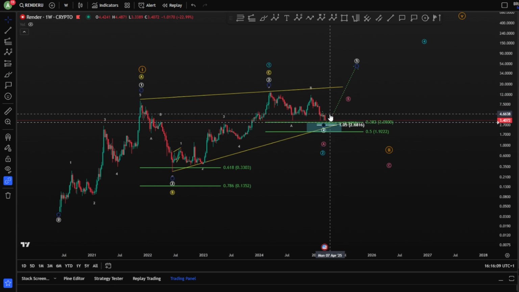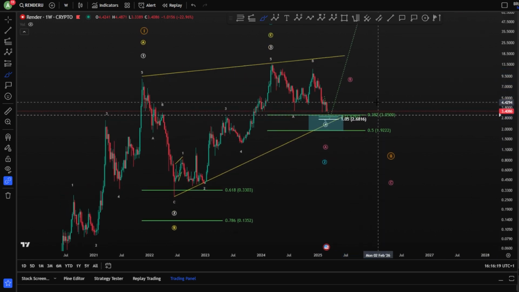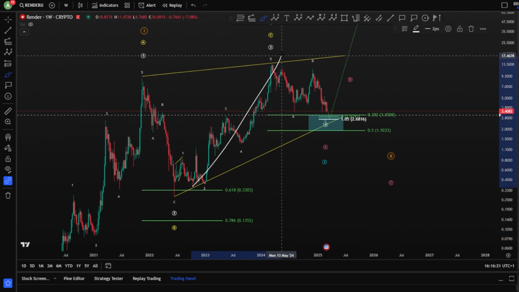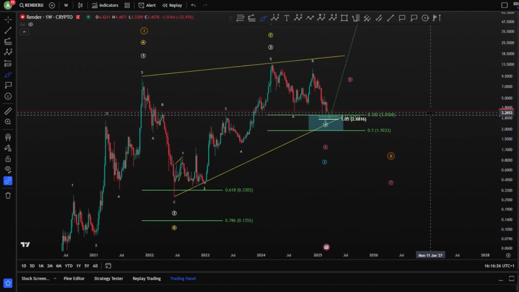So these are the scenarios, very nice for Render, same for FET as well. These are very, very nice levels to be watched in this case, and yeah, potentially that we move for higher prices after these impulses here, and then correction, and then you would like to see continuation to the upside.